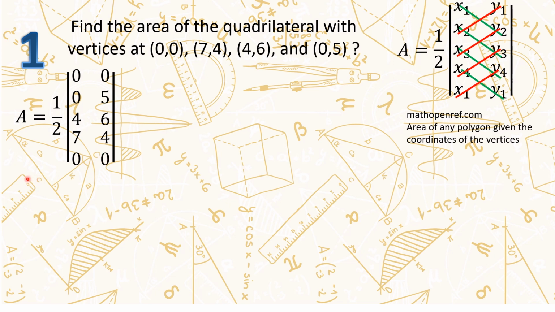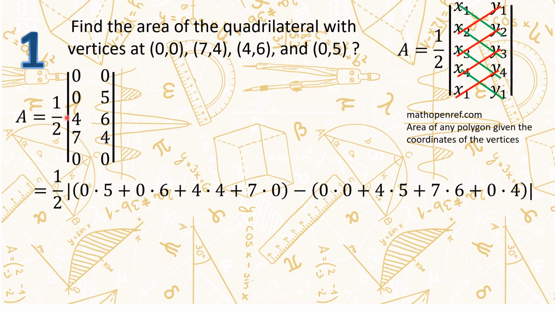So getting 1/2 of the absolute value of the determinants of this, we will have 0 times 5 plus 0 times 6 plus 4 times 4 plus 7 times 0 minus the sum of the products going diagonal up, 0, 0, 4 times 5, 7 times 6, 0 times 4. And then evaluating this, we will have 1/2 the absolute value of 16 minus 62, and that is equal to 46. And 46 divided by 2 is 23 square units.